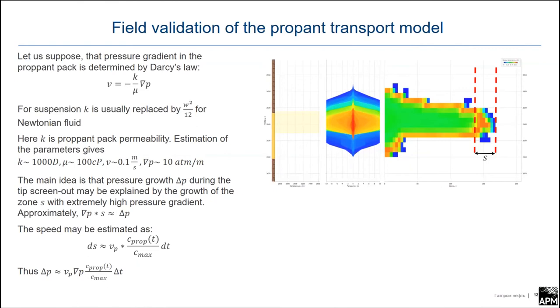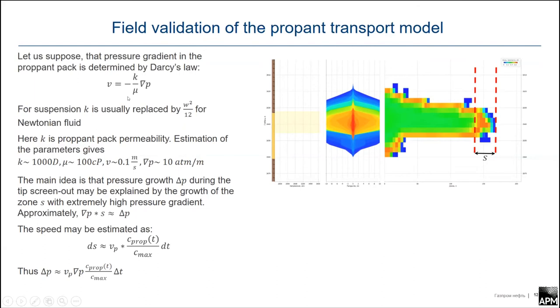So my idea was to somehow increase the prediction capacity of the model, and I invented a very, very stupid idea. In the proppant pack, at the critical concentration, the pressure gradient is determined by Darcy law, not the Poiseuille law for the proppant suspension. So the behavior of pressure differs dramatically in the proppant pack. I just estimated the value of the pressure gradient in this pack, and it turned out to be about 10 atmospheres per meter, if we take this hypothesis as true.